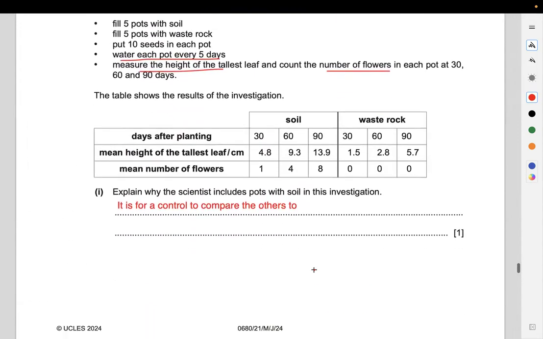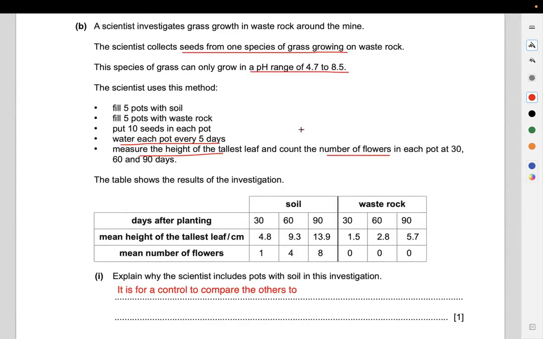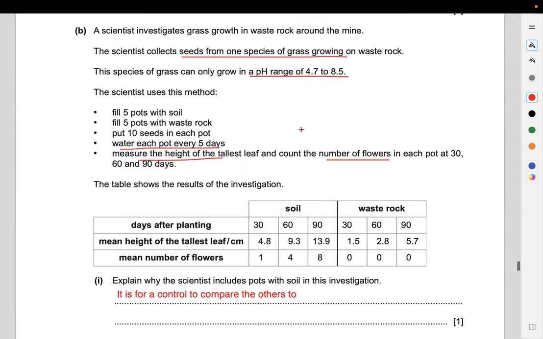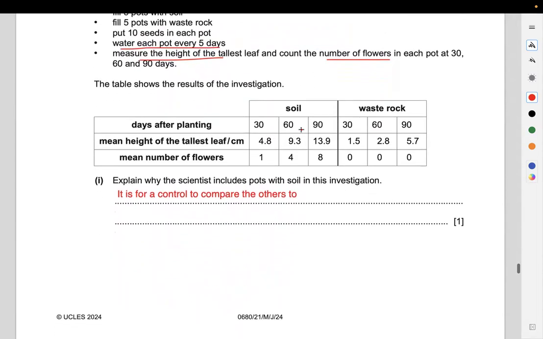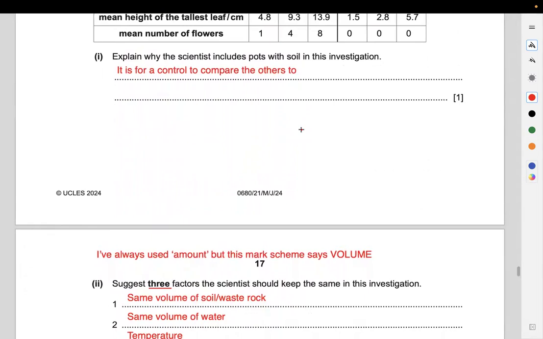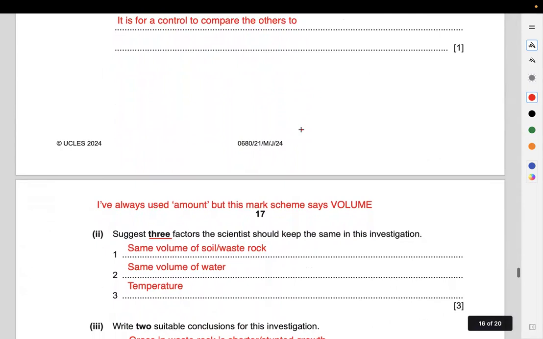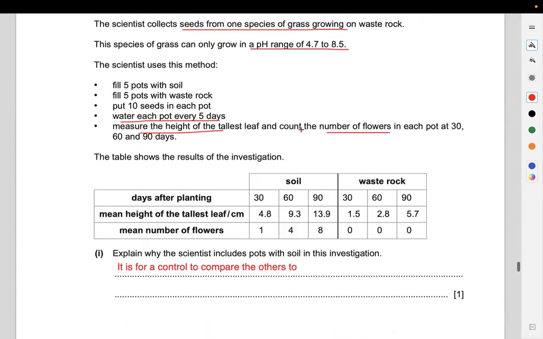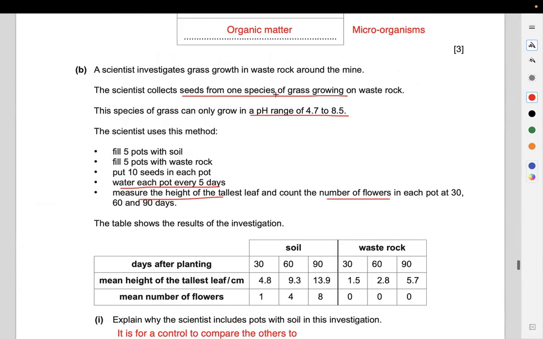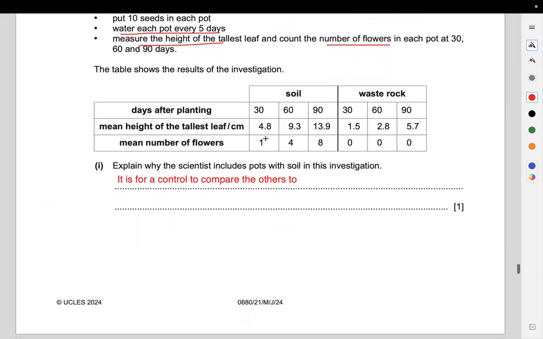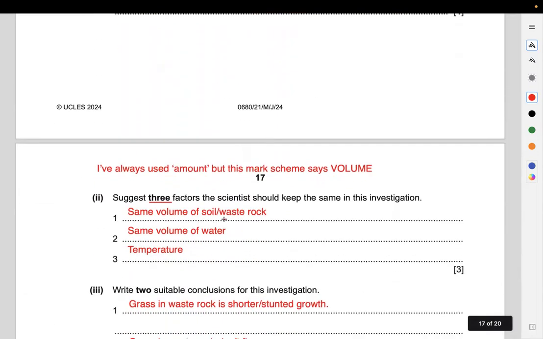So I'm like, oh, same species. And then, oh, my first answer was same species of grass, water with the same amount of water and the same frequency, etc. And then I checked the mark scheme and I was like, why isn't that on there? I don't understand that. Of course, it's got to be the same species of grass. And I went back and read the blimming question, and there it is. They've put it there already. Grr. So read the question carefully. So I've put same volume of soil or waste rock, same volume of water and temperature, or same amount of light or humidity would also be fine.